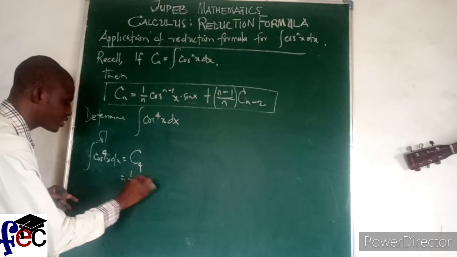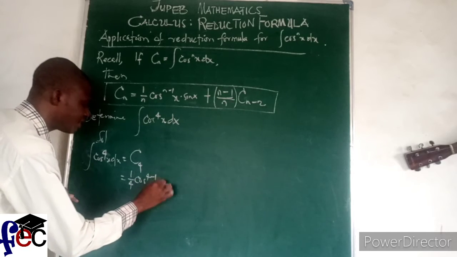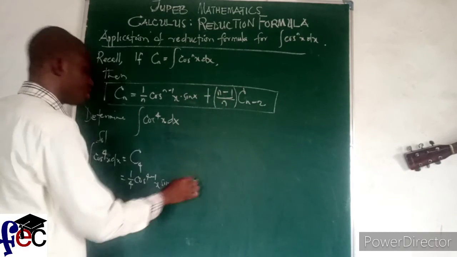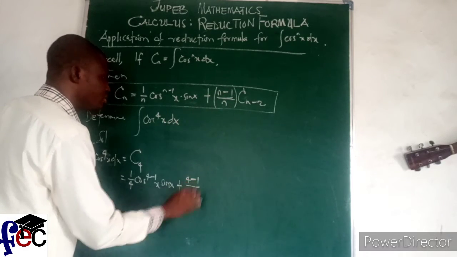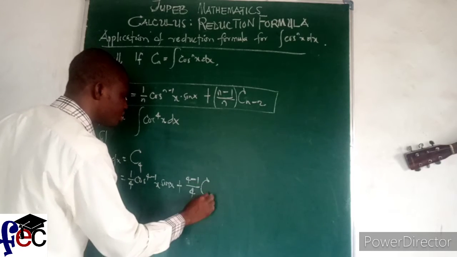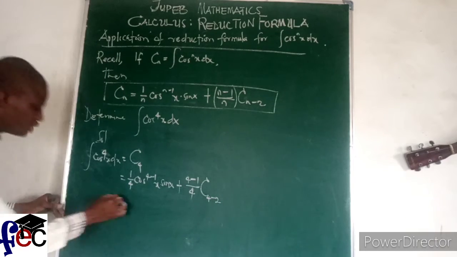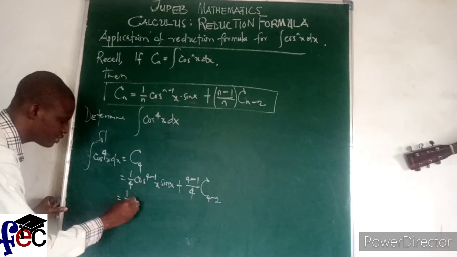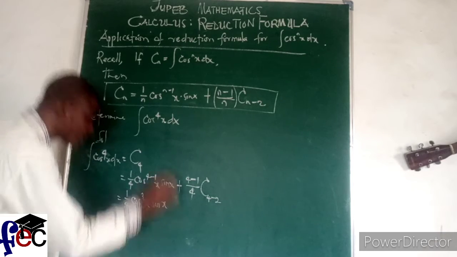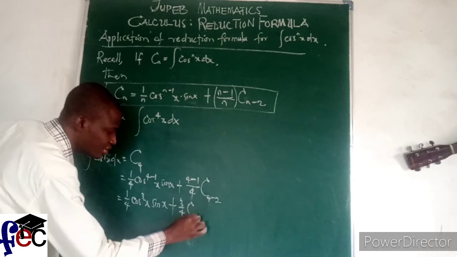Then you are going to have cos x raised to the power 4 minus 1, then you have sin x. We'll keep that plus. Then you are going to have 4 minus 1 over 4, then C sub 4 minus 2. Do you see that? So what do we have here? You have 1 over 4 cos cube x sin x plus 3 over 4 C sub 2.